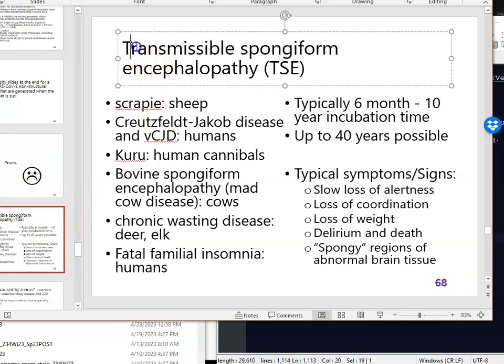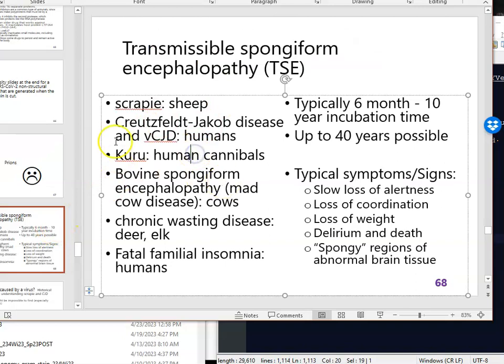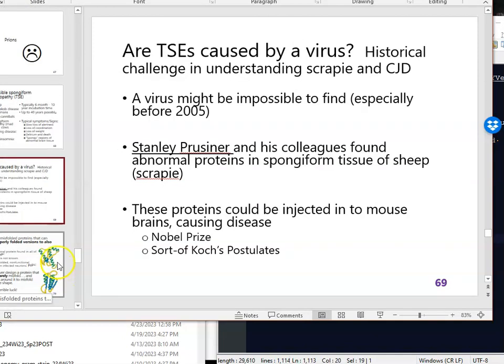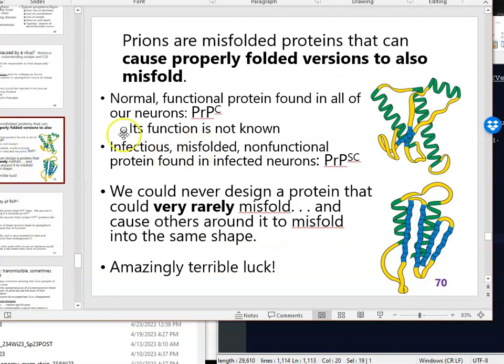They are transmissible spongiform encephalopathies. And you have to learn the names of these diseases and the basic description of the diseases, and those descriptions come later in the slides. And then understand how TSEs work. How do prions work? And this is how they work.